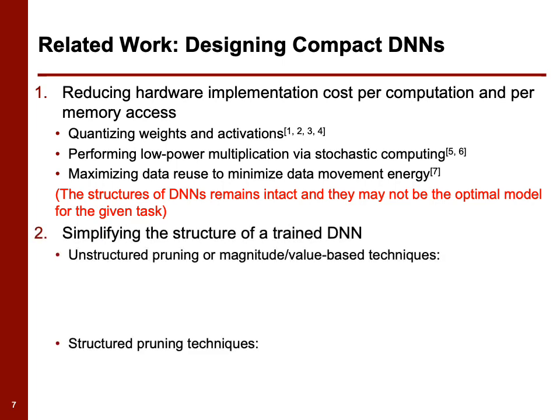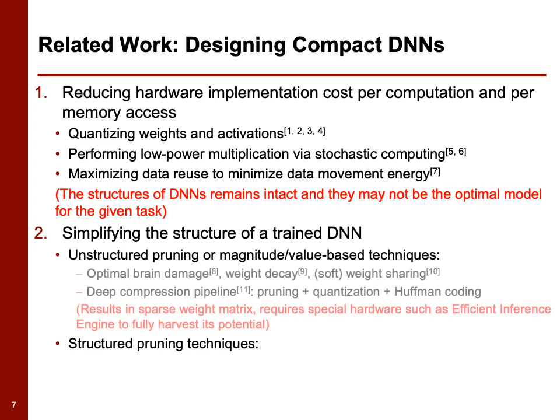The second direction is simplifying the structure of a trained DNN. This includes unstructured pruning techniques, structured pruning techniques, and low-rank approximation-based techniques. Unstructured pruning techniques such as optimal brain damage, weight decay, weight sharing, and the deep compression pipeline often result in sparse weight matrices, which require special hardware such as the efficient inference engine to fully harvest their potential.